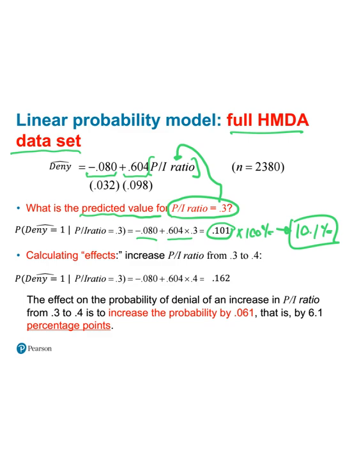So again, let me restate that. If your PI ratio happens to be 0.3, there is a 10.1% chance of your application being denied. Now we're focusing on your application being denied because our dummy variable is coded as a 1 if you're denied and a 0 if you're not denied. So this is always going to be the probability of y being equal to 1. And here y happens to be denied for your application.